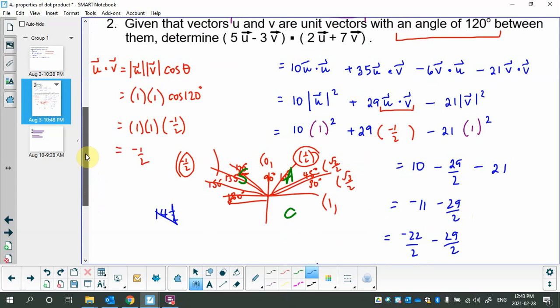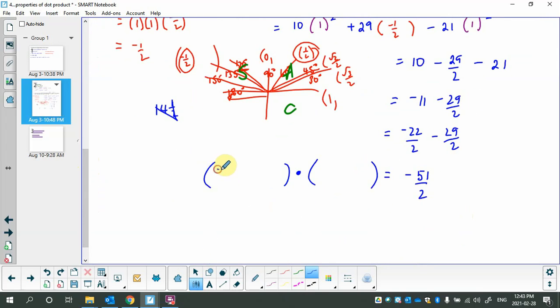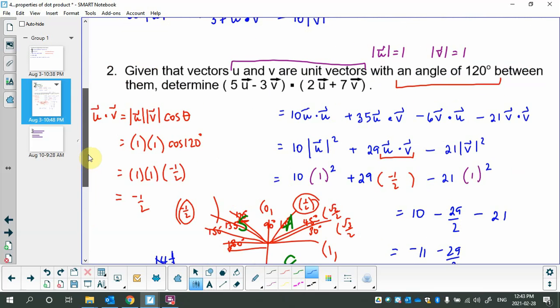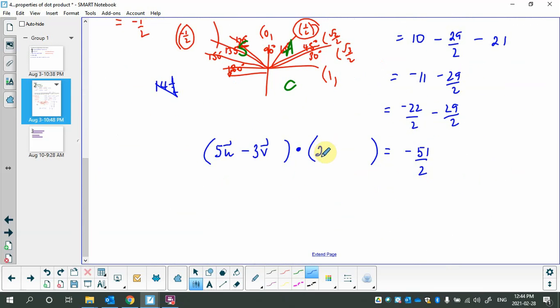to 5u minus 3v, with vector symbols, dotted with 2u plus 7v, with vector symbols. So that is the overall answer.